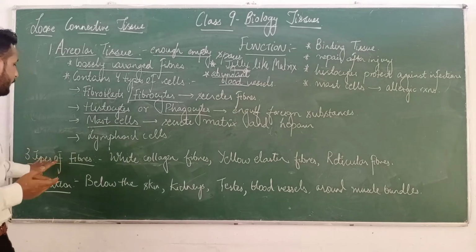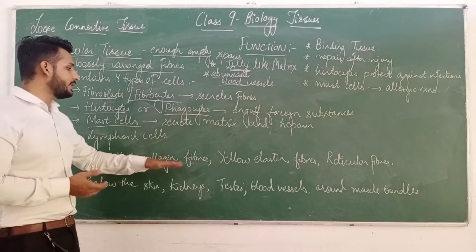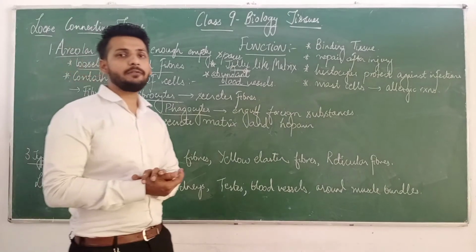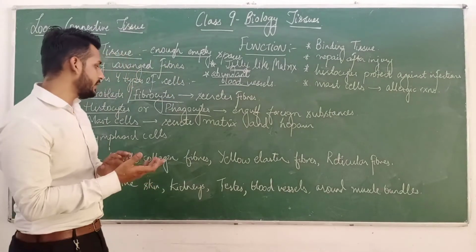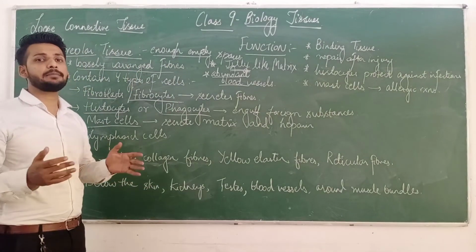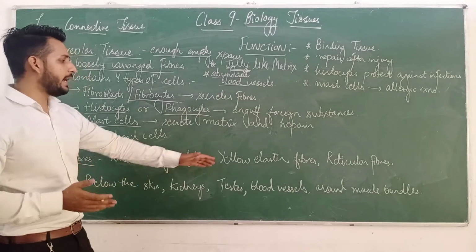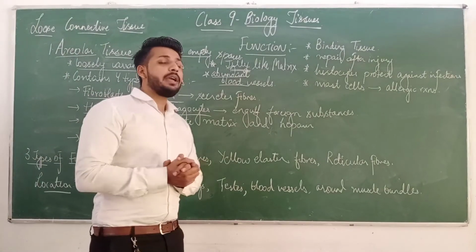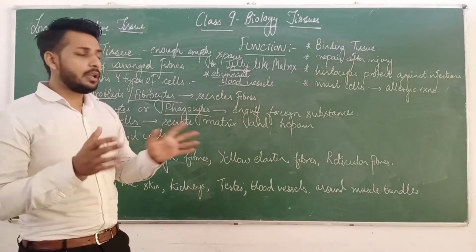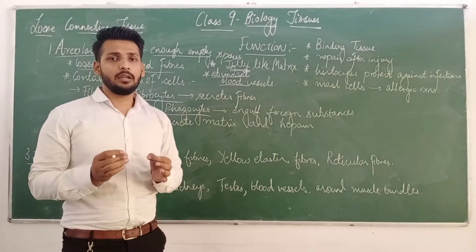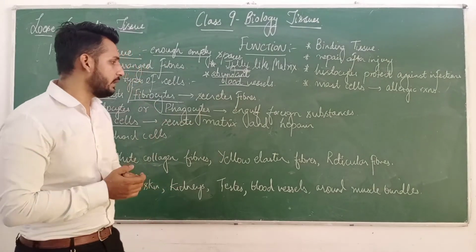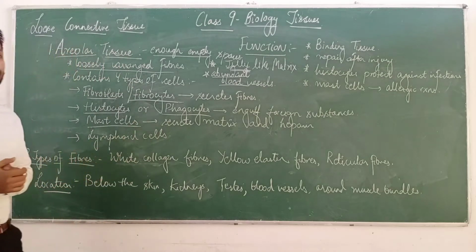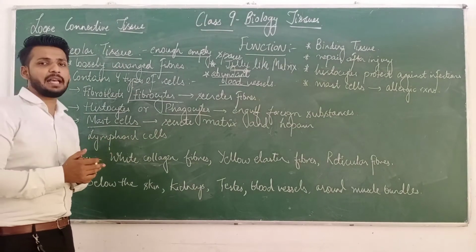Next, what are the three types of fibers which are present? The three types of fibers are white collagen fibers, which are present here. These collagen fibers help in attachment. Next is yellow elastin fiber. It helps in elasticity, it develops the elasticity. And next is reticular fibers. These are non-elastic fibers.